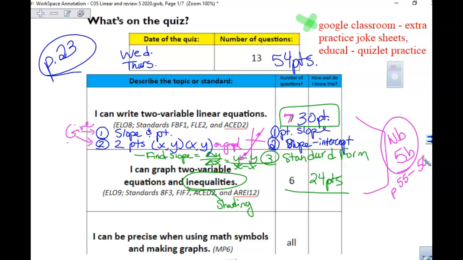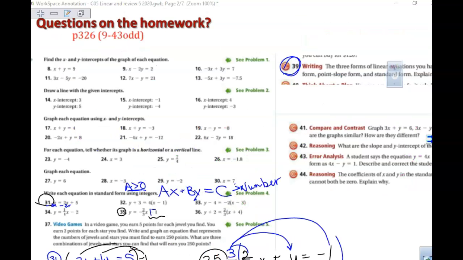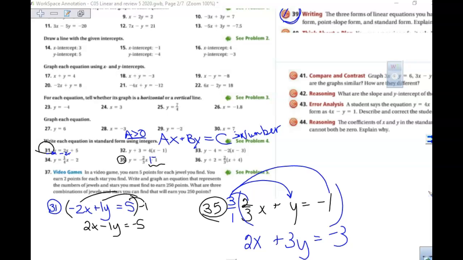And then precision with your math. Making sure when you plot the points that you're being very precise as you're showing those. This is page 326. This is finding x and y intercepts. This is drawing a line using x and y intercepts. This is writing an equation using the x and y intercepts, graphing them. Questions that I could answer from the C4.